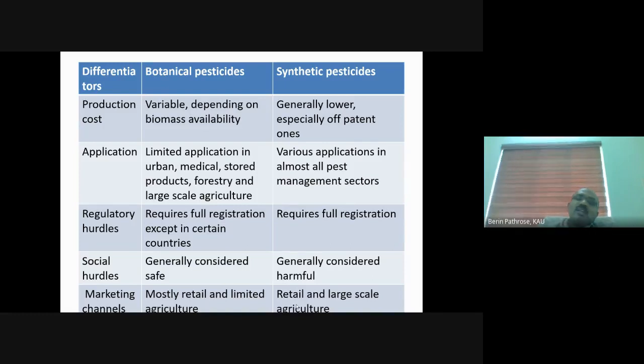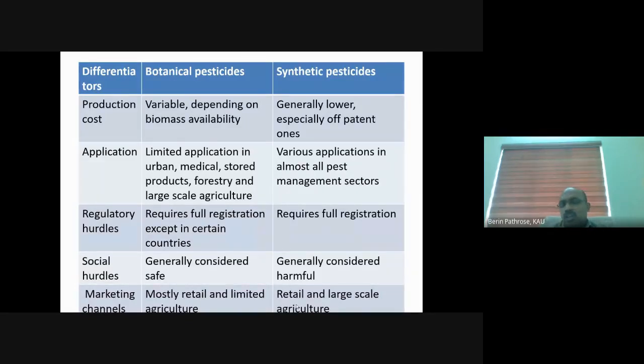But in the case of botanical pesticides, the applications are limited, especially in certain urban scenarios. Say, take the case of lemongrass oil and all. It is used for repelling houseflies. In medical, again, I took the example of head lice and synthetic pesticides. In the medical field also, these botanical pesticides are used for head lice management. Storage, botanical pesticides are used, but most widely used is synthetic pesticides.